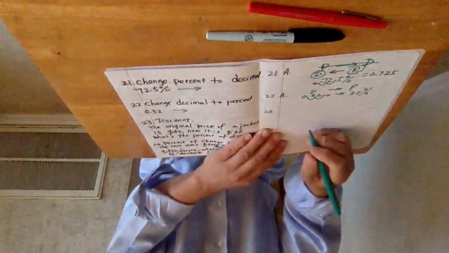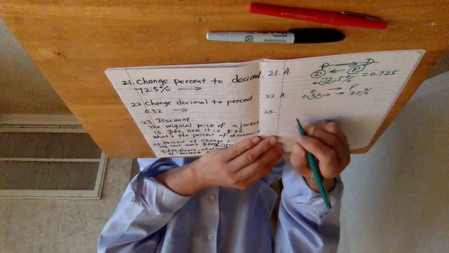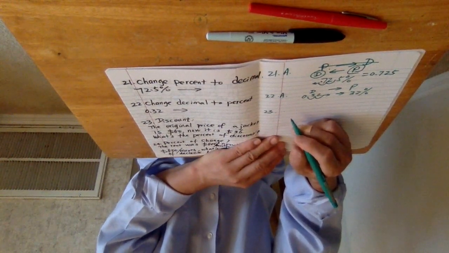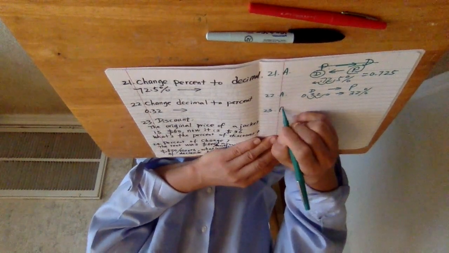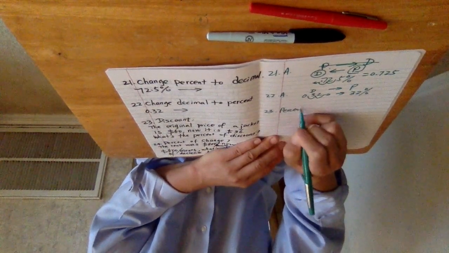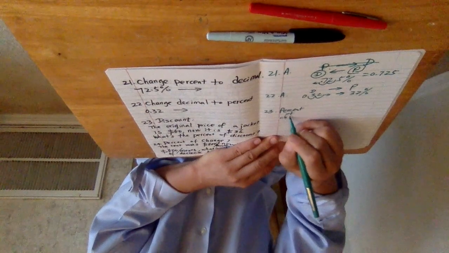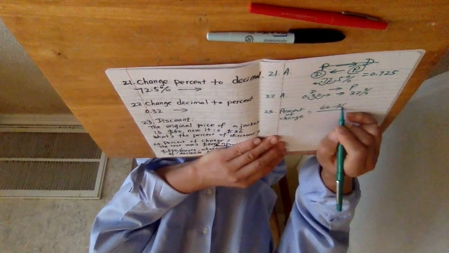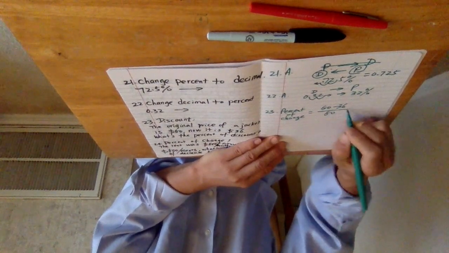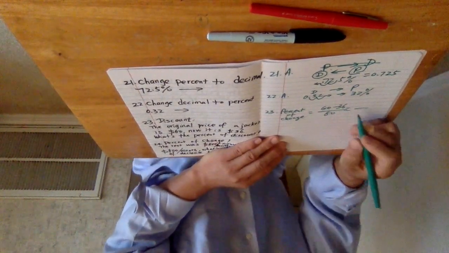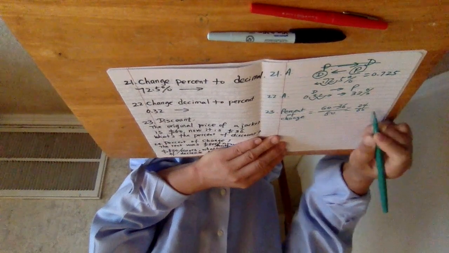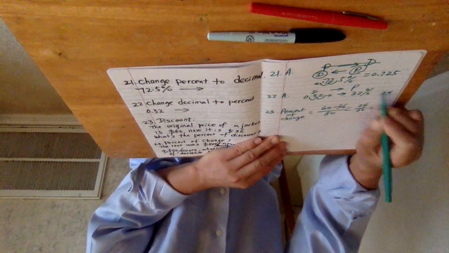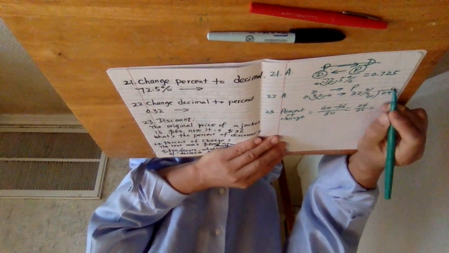Number 23, discount problem. The original price of the jacket is $60. Now it's $36. What's the percent of discount? The percent of change equals 60 minus 36 divided by the original price. 60 minus 36 is 24, divided by 60. 24 divided by 60 is 0.4, or 40%.